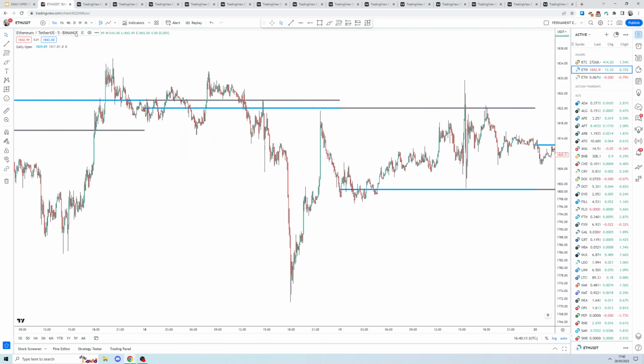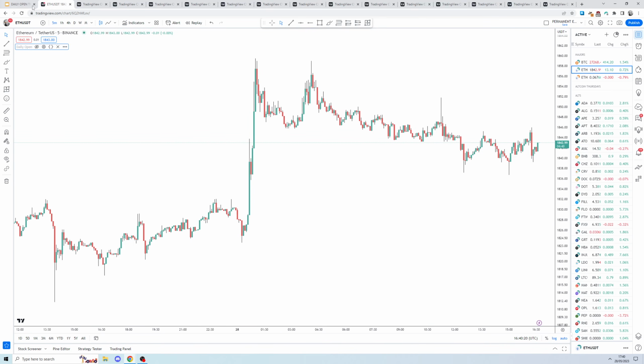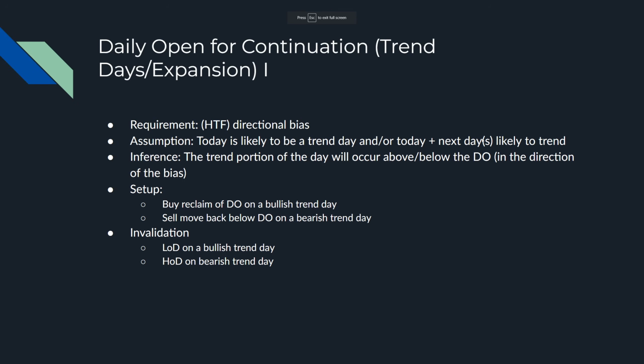The evidence doesn't support that. So how can we keep the useful idea of having the daily open as a pivot, but apply the appropriate context to it to make it tradable and worth our time?